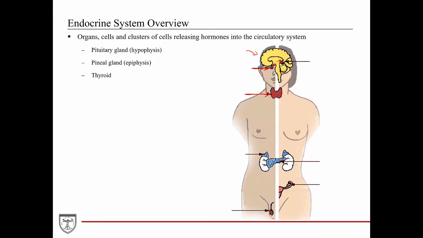Next, we have the thyroid. The thyroid is a butterfly-shaped organ that sits just under the larynx and in front of the trachea, and it produces important thyroid hormones, which influence our metabolism, our growth, mental state, and many different functions.